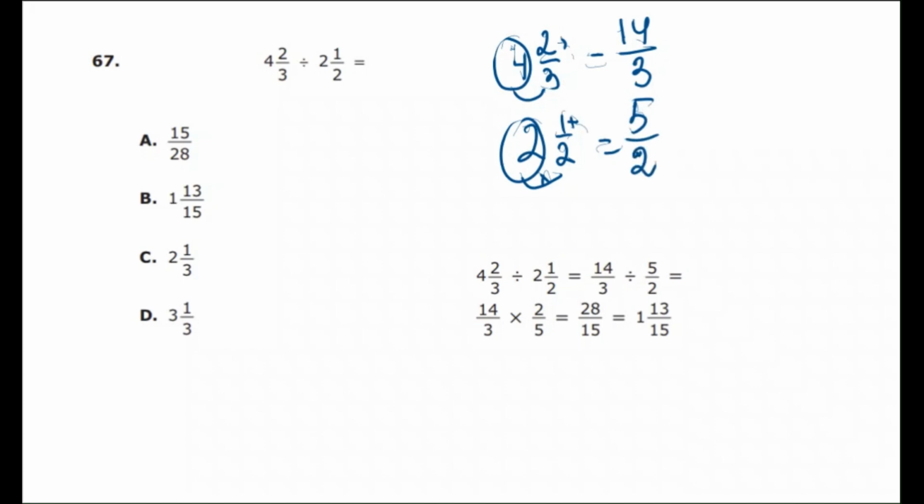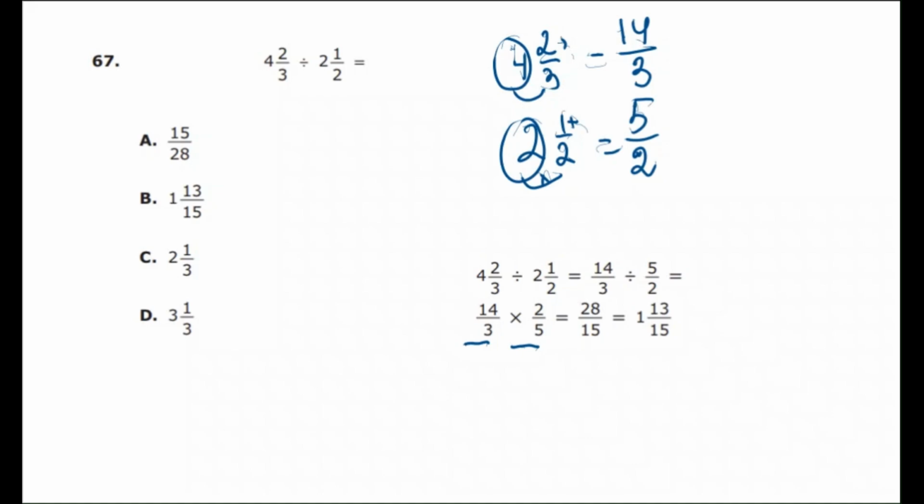Step 2. Division of fractions. To divide fractions, multiply the first fraction by the reciprocal of the second fraction. So, instead of dividing 14/3 by 5/2, you multiply 14/3 by the reciprocal of 5/2, which is 2/5.